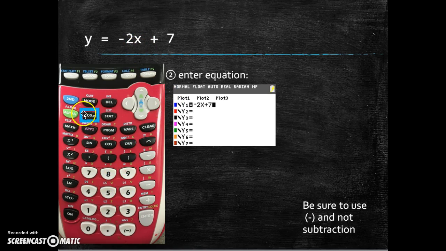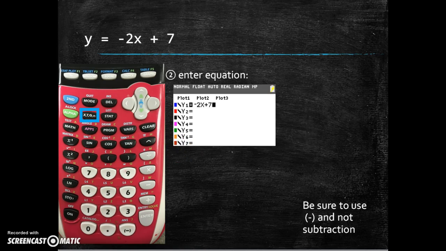For graphing, you're going to use this button. It says X, T, theta, n. You don't really care about that, and you don't have to, but this is the button you're looking for. It's right next to alpha. That's what you'll use when you're trying to type in your X. So negative 2 X plus 7. And this is what it should look like on your calculator screen.